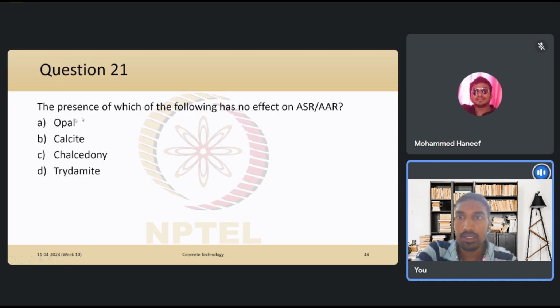Okay, question 21: the presence of which of the following has no effect on the alkali-silica reaction, or the alkali-aggregate reaction? The options are opal, calcite, chalcedony, and tridymite.